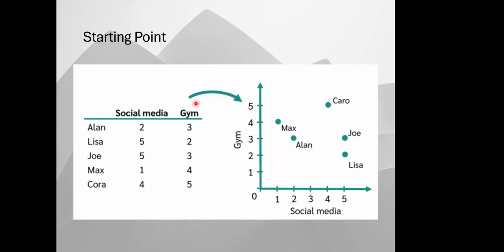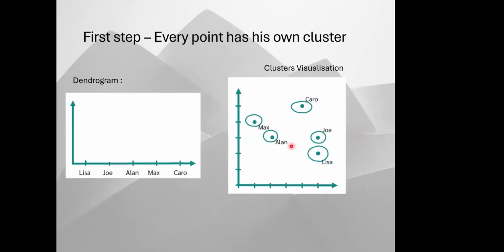So here I have a dummy database. I have Ellen, Lisa, Joe, Max, and Cora. And we have the number of social media they have and the number of times they go to a gym per week. Then we are plotting it here, and this is our data visualized in 2D. This is the number of times they go to the gym per week, and this is the number of social media they have. And we want to create a dendrogram of this data to see which clusters make sense and actually make clusters. Okay, so let's go.